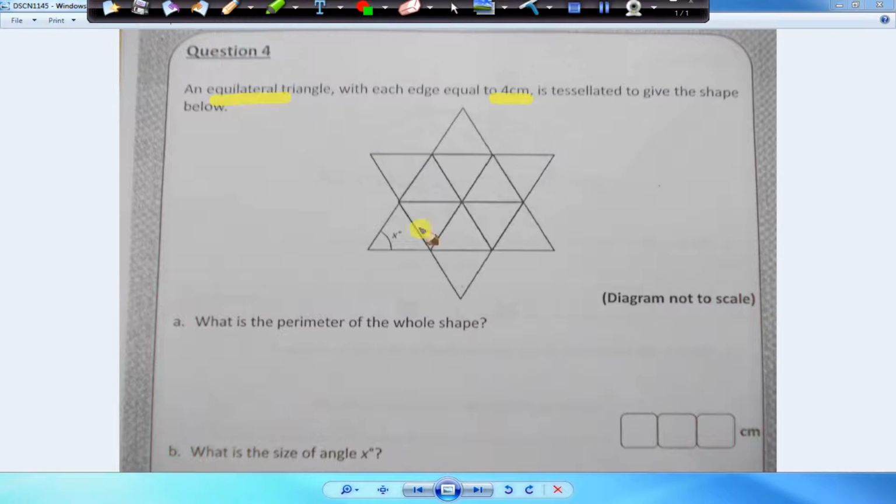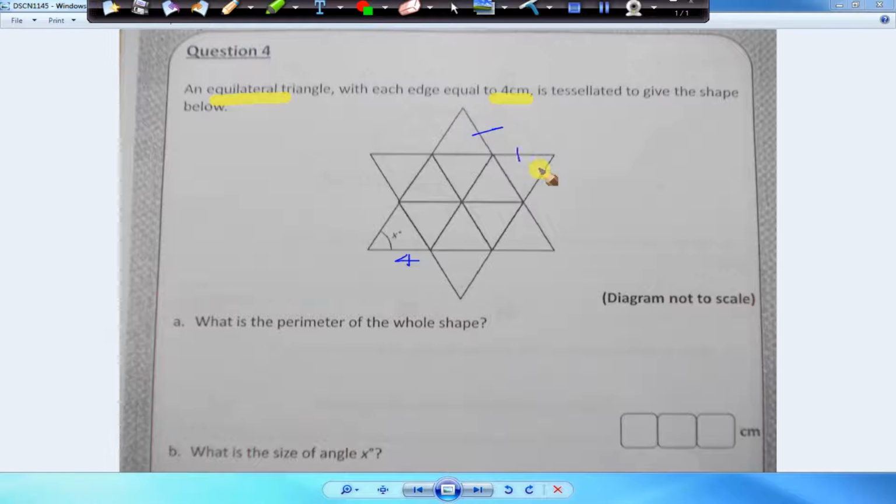Okay, put your hands up if you got this first question right. Okay, excellent. Right. What is the perimeter of the whole shape? So we know that this one length is equal to what? Is equal to 4. They're all equal to 4, isn't it? Yes. So let's just start from here.